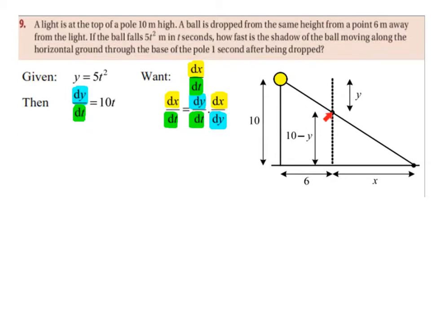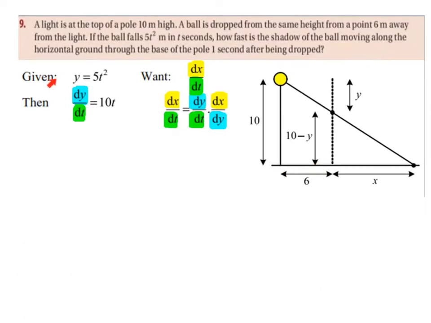So we would imagine that this is where the ball would be after 1 second. And this is the shadow that the light is projecting down onto the ground. And as that ball gets closer to the ground, the shadow is going to move along the horizontal ground.